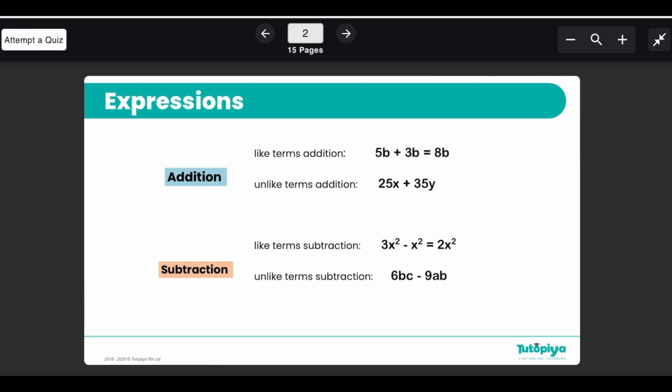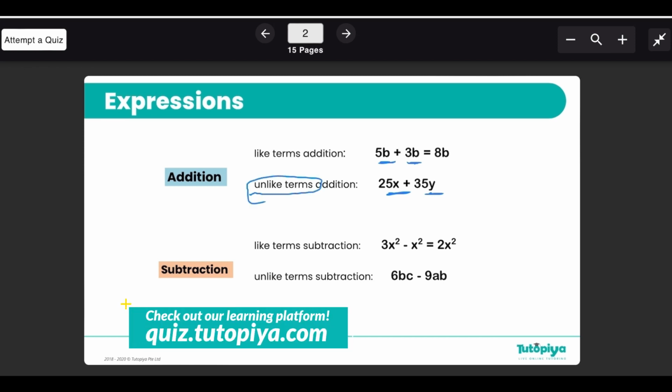If we're adding or subtracting, what you need to see is whether the letter is the same. If it is, then you can add it together. So 5 plus 3 is 8, like normal mathematics. If the letters are not the same, that is, if it's one x and one y, then they're different, so we call these unlike terms. Unlike means they're not the same. When they are the same, you call them like terms.